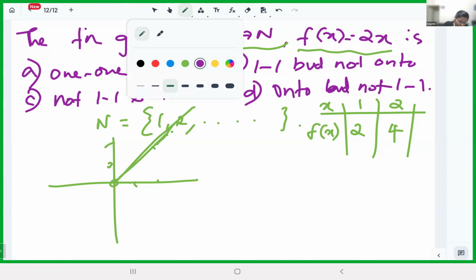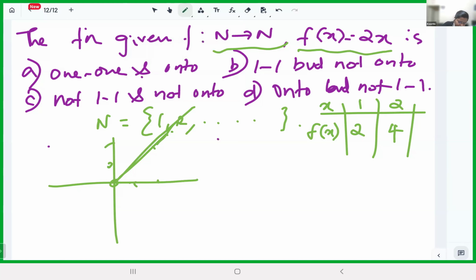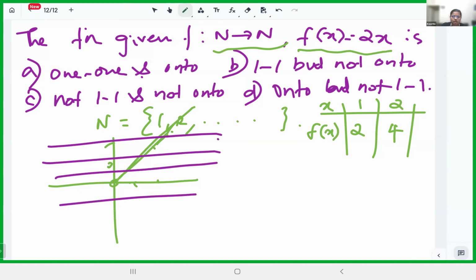If you draw horizontal lines like this, it is touching the graph in only 1 point. So we can say that it is 1, 1. But if you draw vertical lines, you can see that these elements have no image. So it is not onto.